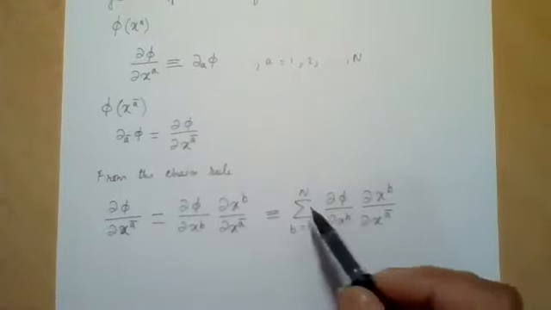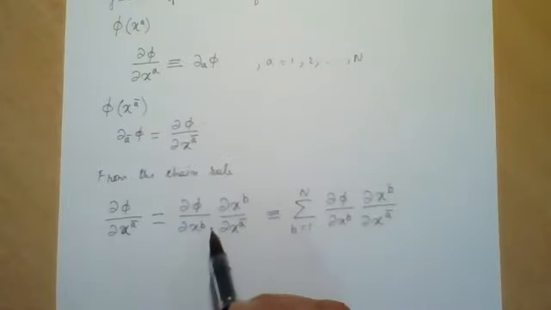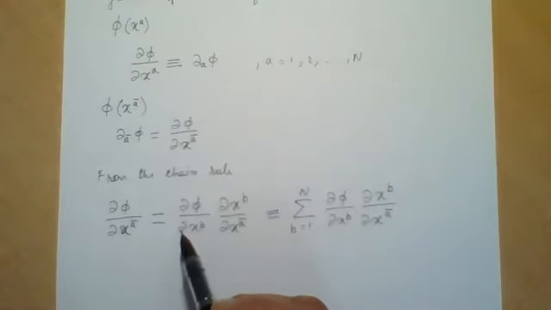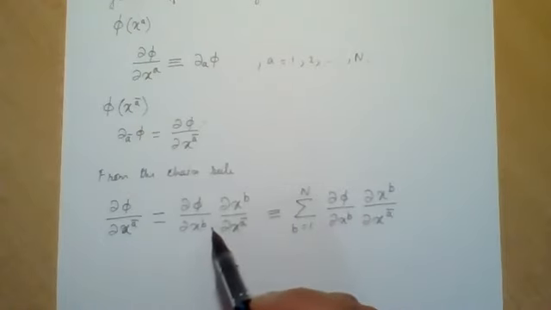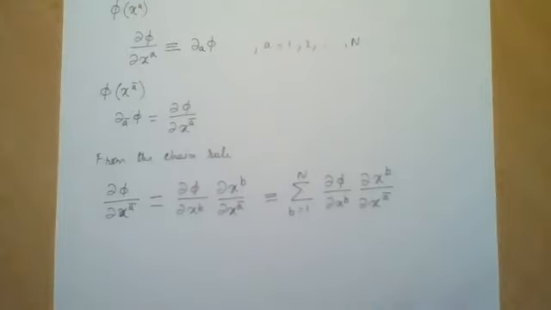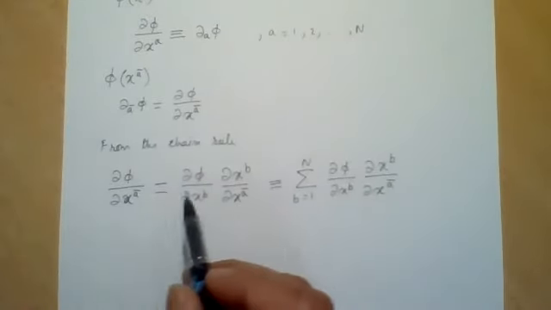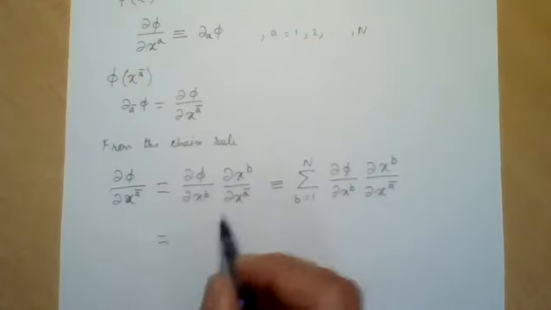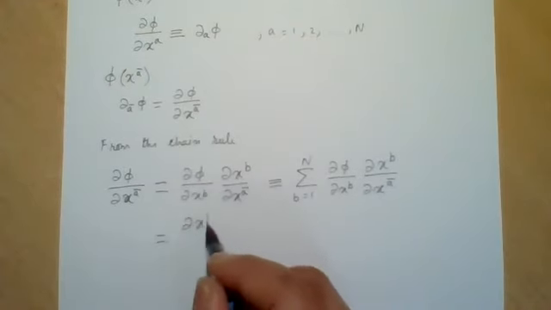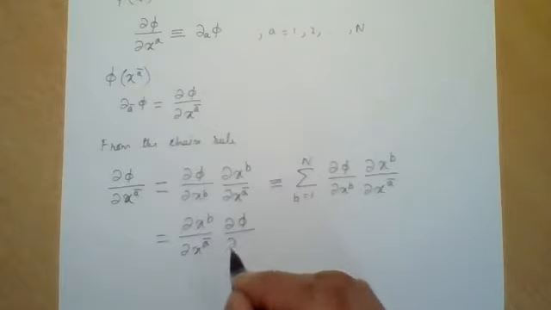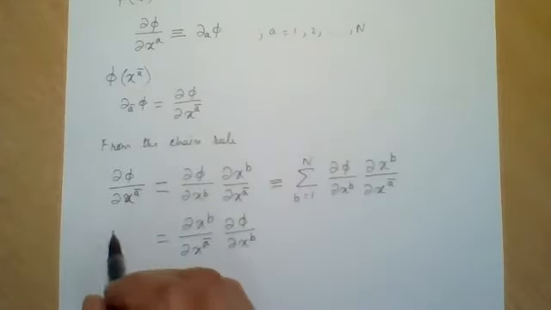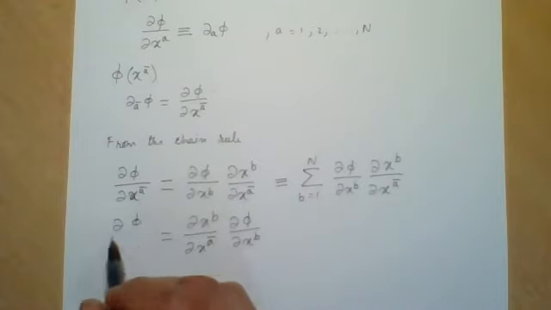Einstein summation convention: any index that appears repeated, once upper and once lower, is assumed to be summed over. So this is equal to this. That means del x b bar by del x a, times del phi by del x b bar, is del phi by del x a bar.